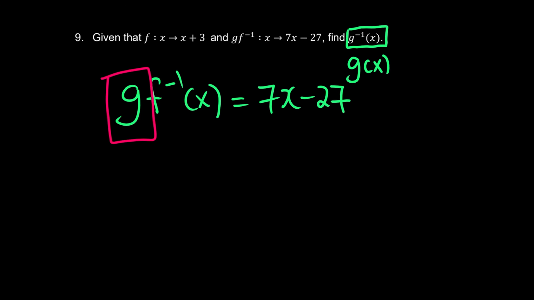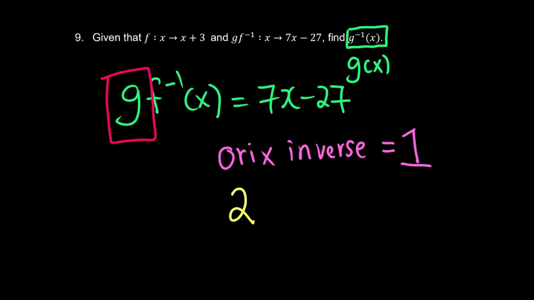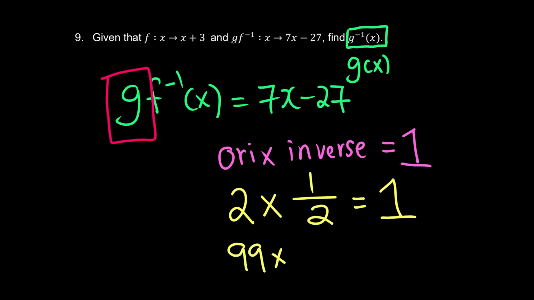So the best way of doing this is by using a property of inverse functions: whatever the original times the inverse, you will get back 1, something like the identity. What do we mean? Let's say you have 2 times the inverse of 2, which is 1 over 2. You will get back 1. No matter what the number is, as long as we use this property, you will get back 1. If you don't believe me, take 99 times 1 over 99, we will get back 1.